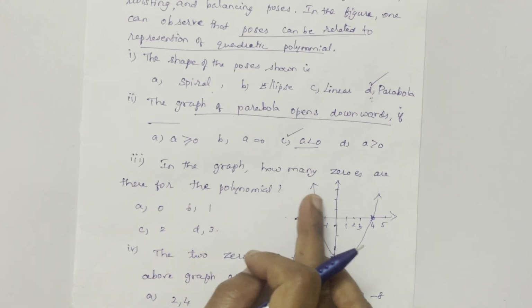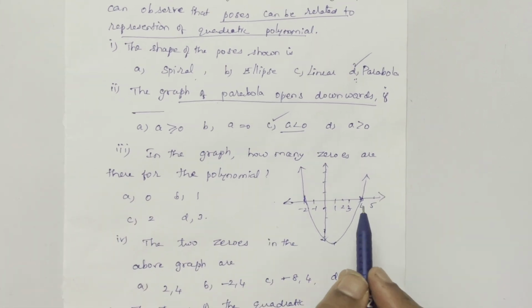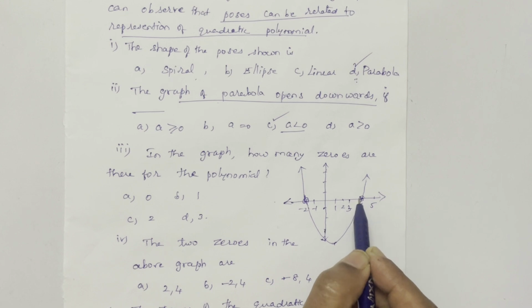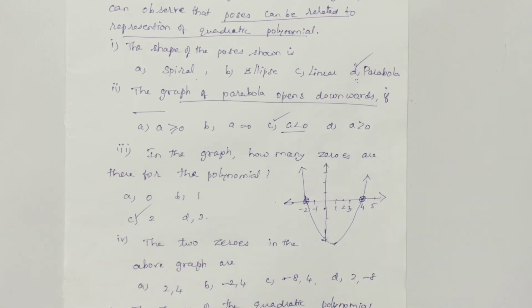In the graph, how many zeros are there for the polynomial? Number of zeros is equal to the number of times the curve touches the x-axis. So the curve touches the x-axis in two places. So the number of zeros is 2. Option C is the answer.